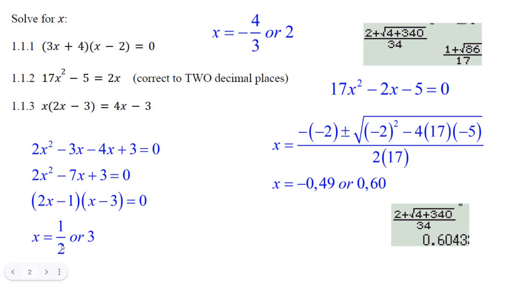Now I'm looking at the answers when it's in this form. 1 over 2 and change the sign. So x is a half, or 3 minus 3 equals 0. So there's your solutions. And there we go.